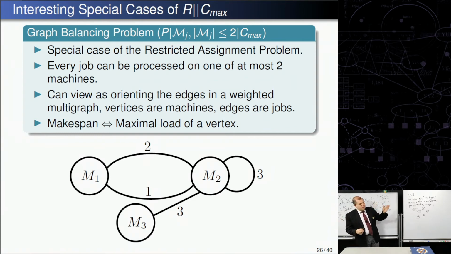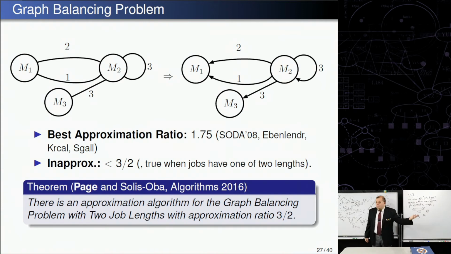So when we talk about makespan in a schedule, it's identical to talking about the maximal load of a vertex. The load is simply the sum of all the edge weights of edges directed towards a vertex. Just to give an example, this is the same graph from before. If I direct 2 edges that are incident on machine 1 towards machine 1, I get a load of 3 there. I have a self-loop off of machine 2, so it contributes a load of 3 there. And lastly, I have an edge that I can direct towards machine 3, which introduces a load of 3. This is an example of an optimal orientation or optimal schedule. Its optimal makespan is 3.